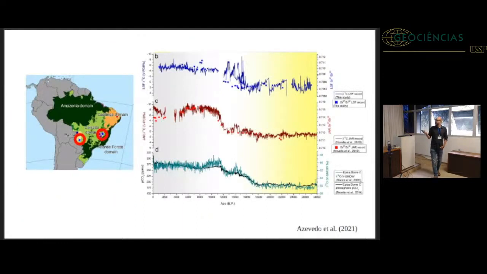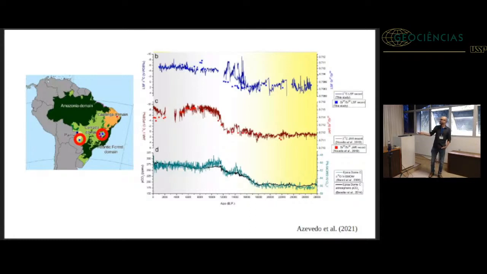Then we tried to use the other sites to apply the same methods, the same proxies, to see if what we saw here in Jaraguá Cave was only that, or also happened in other parts of the continent. So we tested a site here, Lapa Sem Fim Cave, in the other part of the Brazilian savanna. So we have 2 sites at 2 borders of the Brazilian savanna, and here you see the δ13C for Lapa Sem Fim Cave.